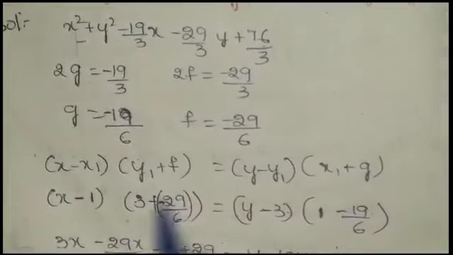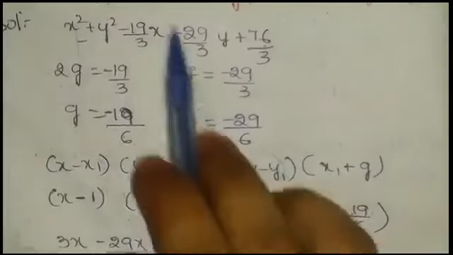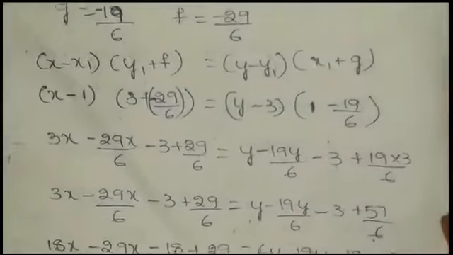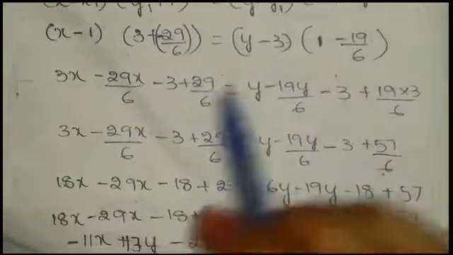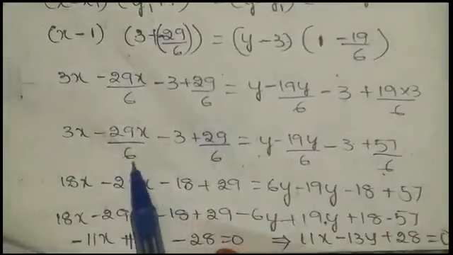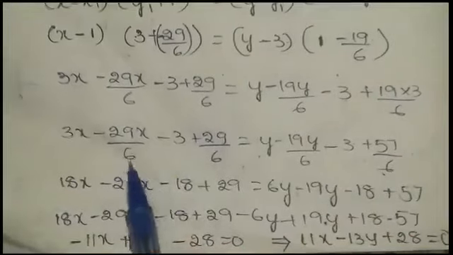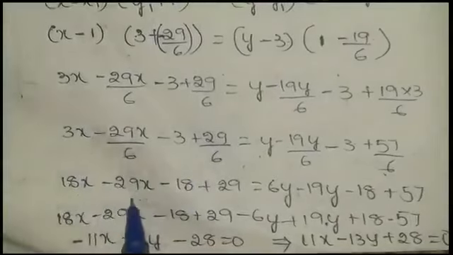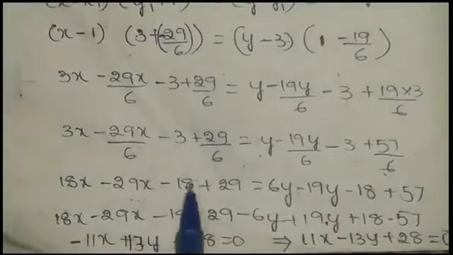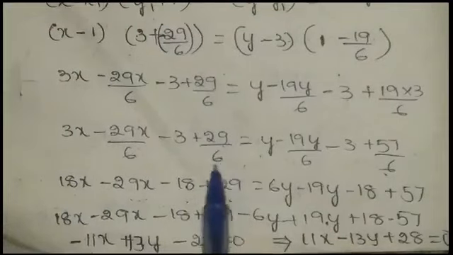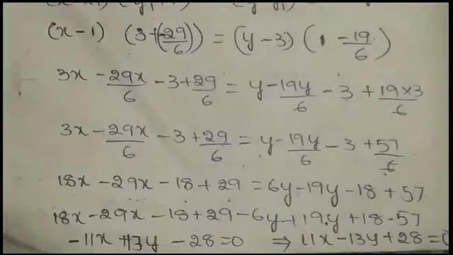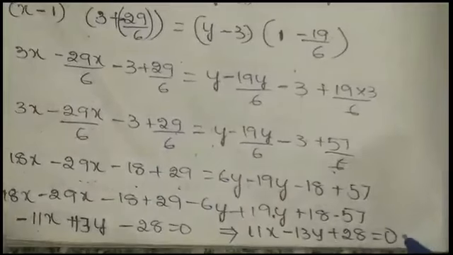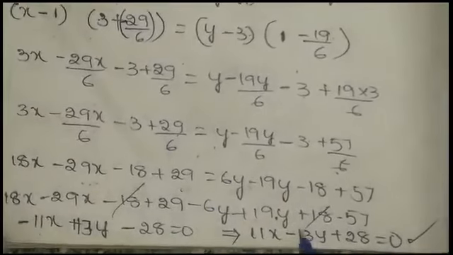Substitute g, f, and in place of x1 and y1, substitute 1 comma 3, the given point, and then solve. Here I have multiplied it with 6 to cancel 6 in the denominator. 6 3s are 18, 6 6 cancel 29x, 6 3s are 18, 29, 6 6 cancel, here also the same. Then we will get this equation, where 18 18 cancel.